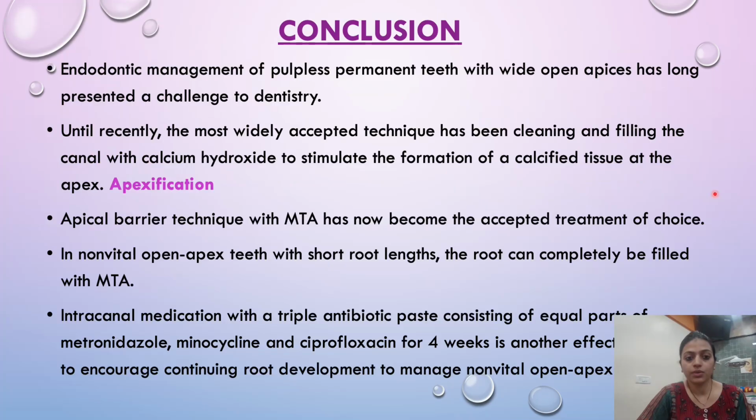So, to conclude, endodontic management of pulpless permanent teeth with wide open apices has long been a challenge in dentistry. Until recently, the most widely accepted technique was cleaning and filling the canal with calcium hydroxide to stimulate the formation of a calcific barrier or tissue at the apex, which is apexification. A number of other treatment modalities have also been advocated. The apical barrier technique with MTA has now become the accepted treatment of choice. In non-vital open apex teeth with short root length, the root can be completely filled with MTA.